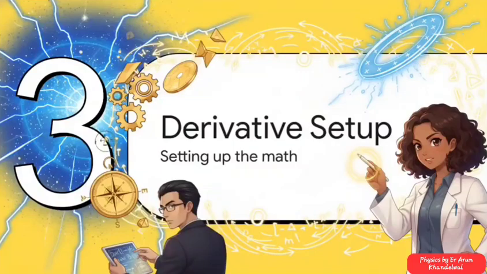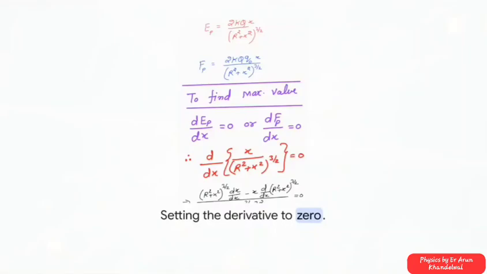Which brings us to Section 3, setting up the derivative. Okay, notice the bold purple text, to find max value. Just below that, we translate our physical concept directly into pure math. dE_P over dx equals 0. Now, let's look at the red ink. We're substituting our massive electric field equation in for E_P. We're basically taking the derivative with respect to x of this huge fraction, x divided by the quantity R squared plus x squared to the 3/2 power.